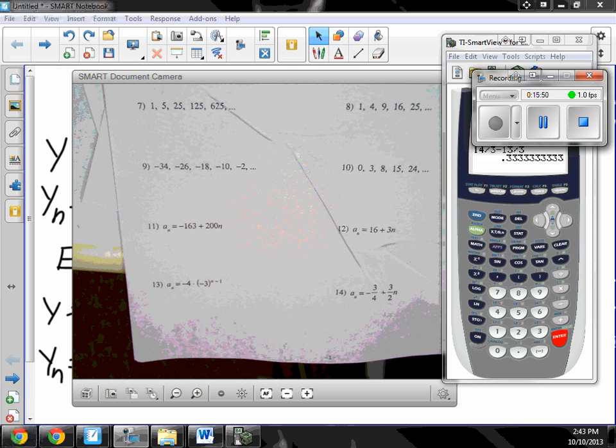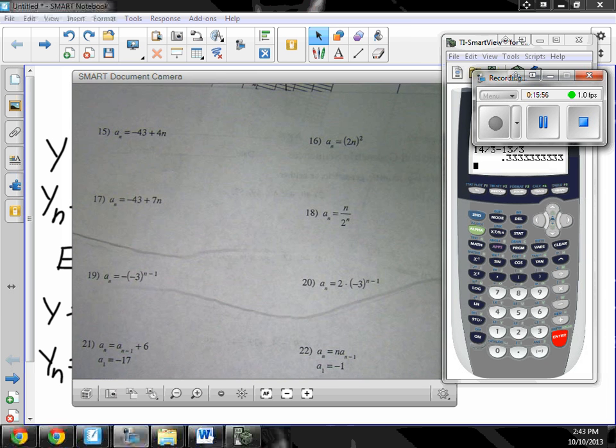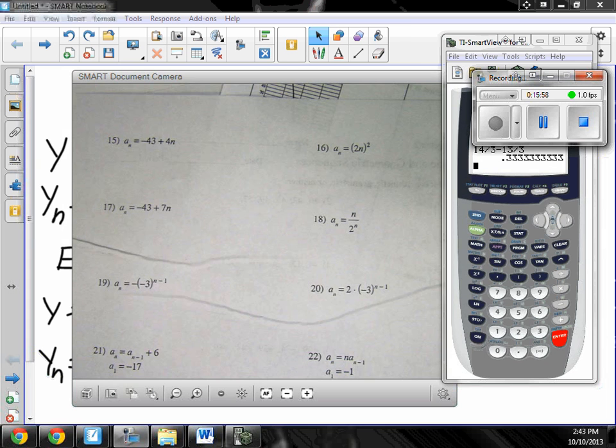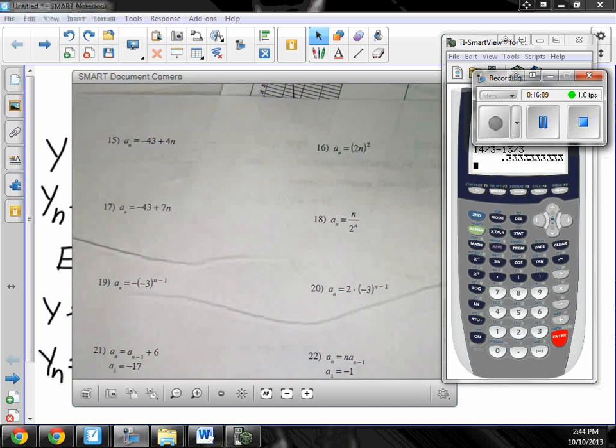Okay, so now on the back side, you need to decide by looking at the equation, is it arithmetic or geometric? Sometimes they give you the recursive formula, and sometimes they give you the explicit formula. So go ahead and work on those for a while, and then we'll talk about the answers.